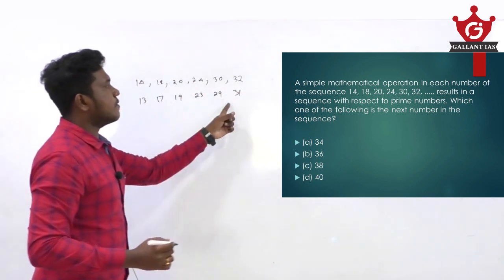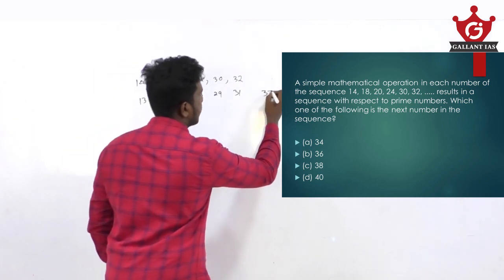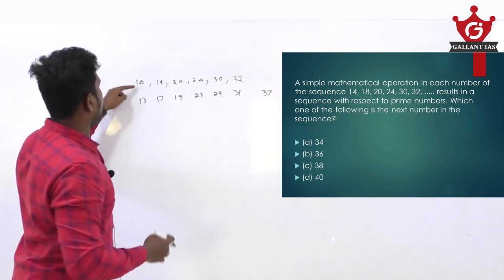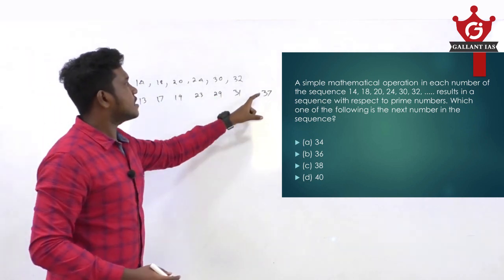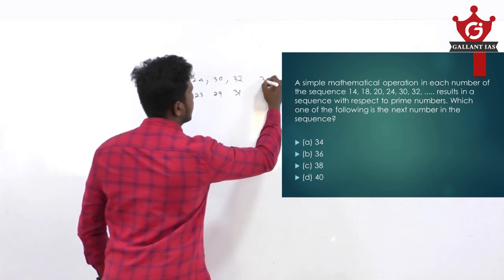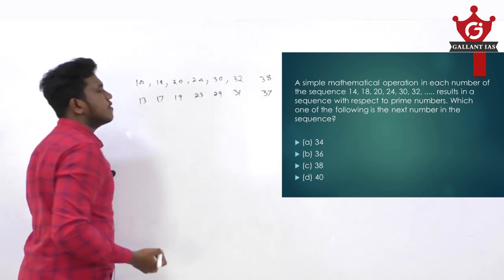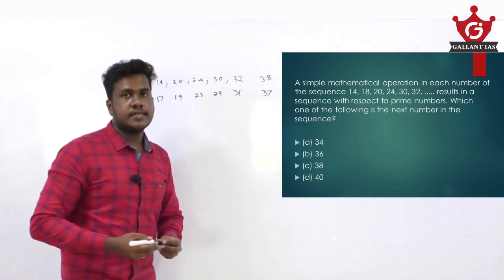So after 31, the next prime number will be what? It will be 37. Okay. So look here, 14 minus 1 gives you 13. So a value minus 1, you need to get 37. So it will be 38. 38 minus 1, you will be getting 37. So our answer is option C, 38.